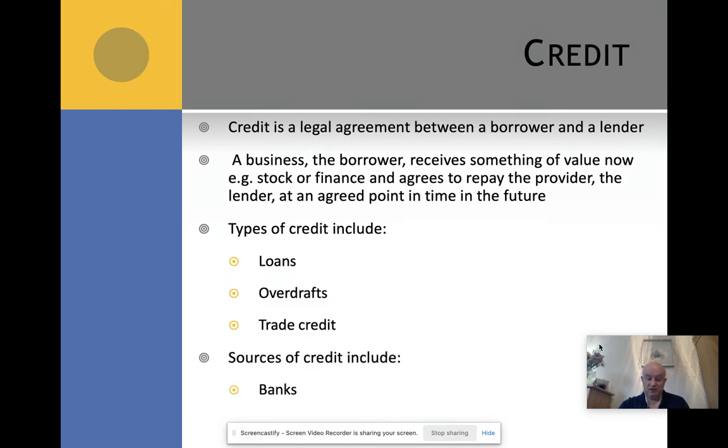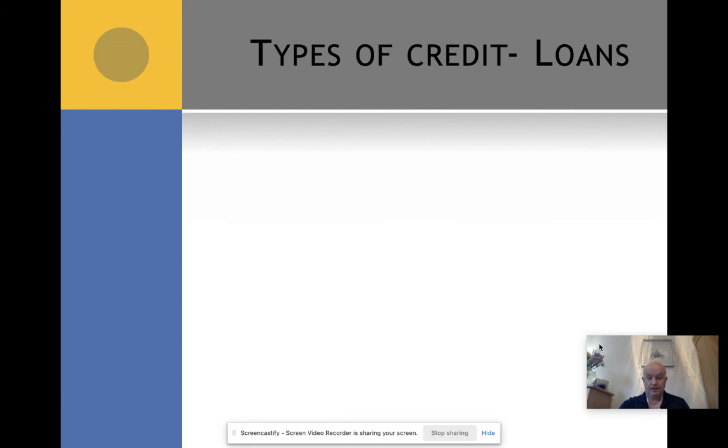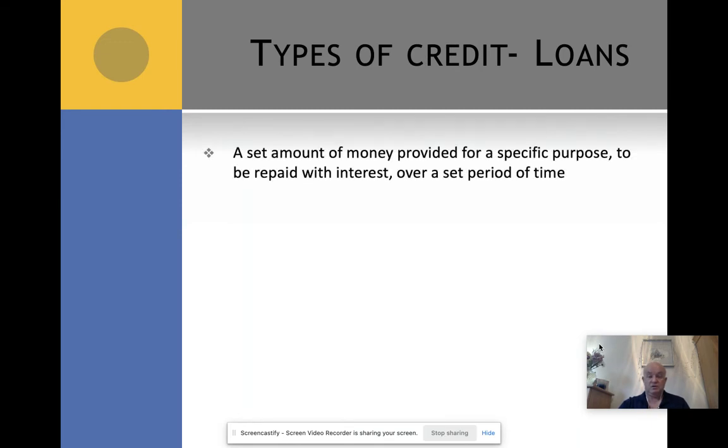Sources of credit include obviously banks and other firms. So different types of loan and overdraft and credit facility are available, dependent on the type of institution that's choosing to offer that to you. Let's have a look at loans in a bit more detail then, okay? So effectively what you have is a set amount of money provided for a specific purpose, and that has to be repaid with interest over a set period of time.